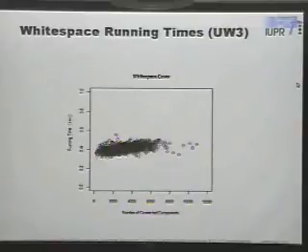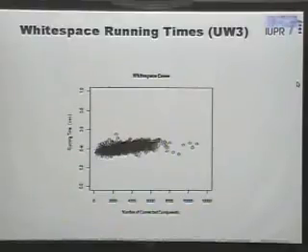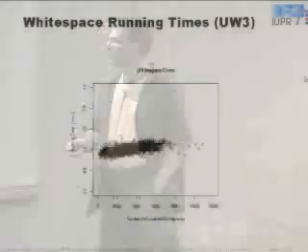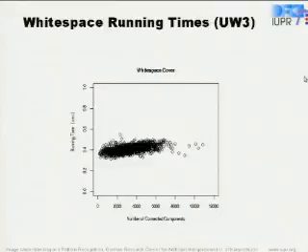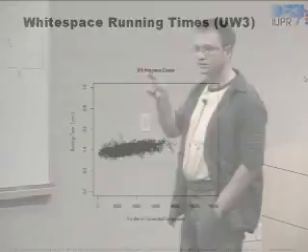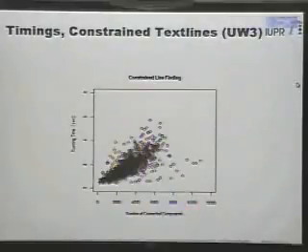So for images from the UW3 database, and for the constrained text line finding, these are the running times on the UW3 database. Again, this is in Java on a 1 gigahertz PC. So it's pretty fast. And of course, Intel and AMD are helping. So these are going down.